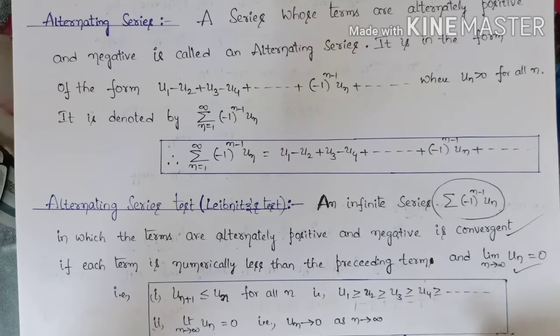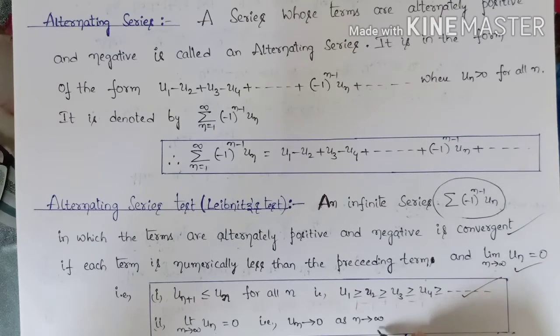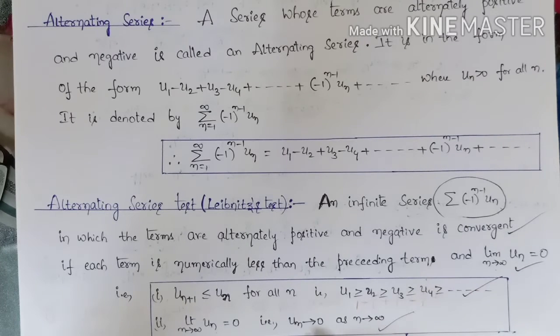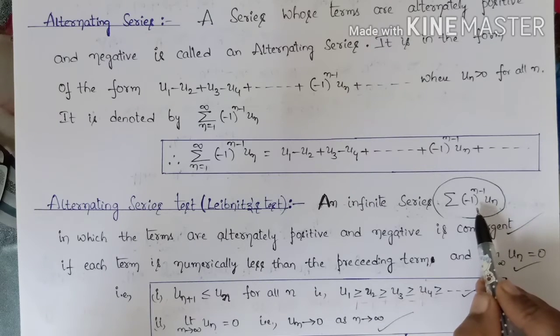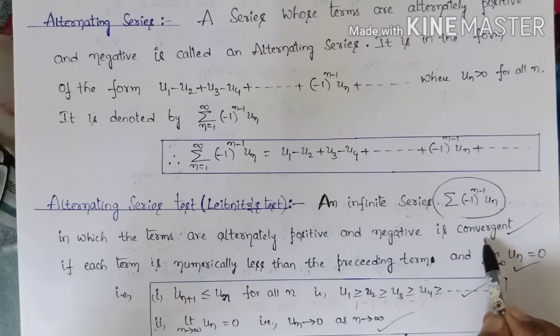Once again I repeat the two conditions: each term is numerically less than its preceding term, and limit un equals 0, that is un tends to 0 as n tends to infinity. If these two conditions are satisfied, then this alternating infinite series is convergent by the Leibniz test.